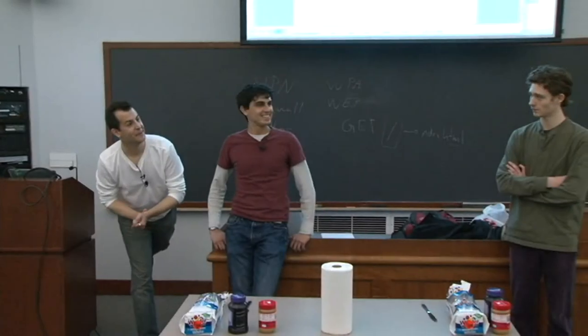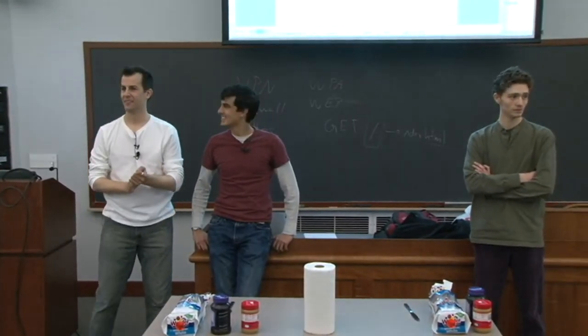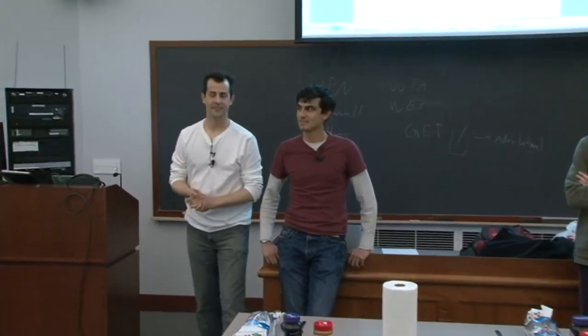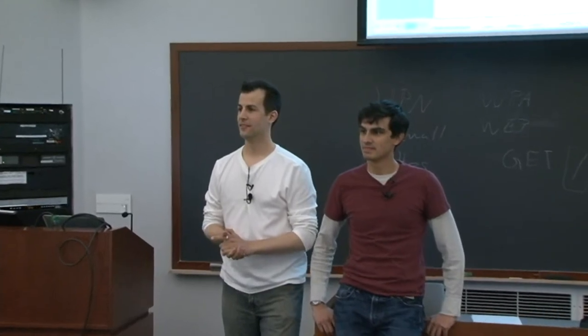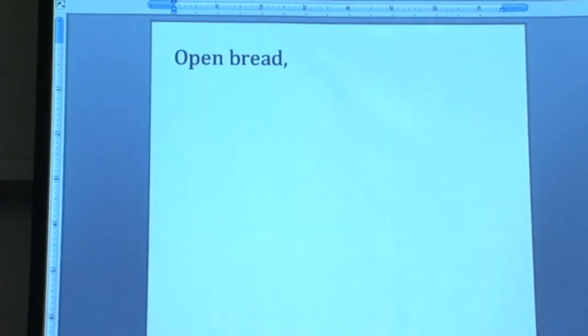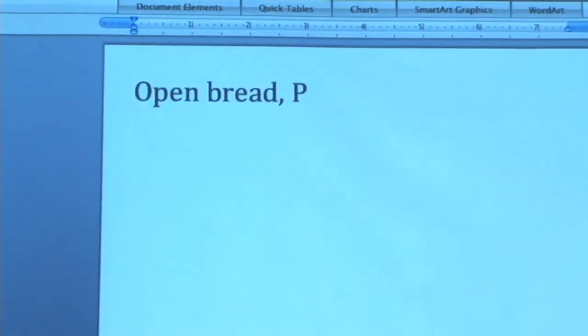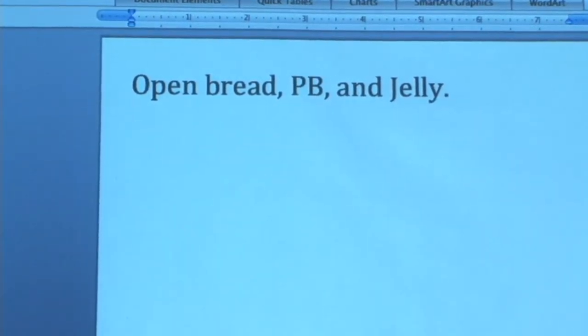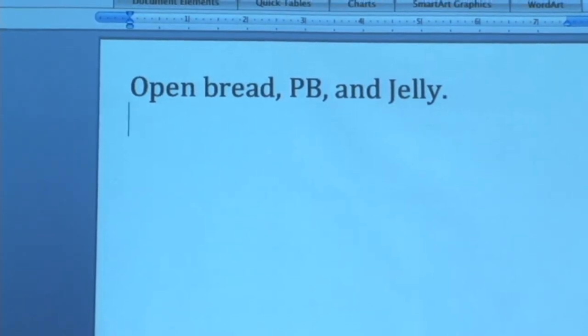All right, step one. Tell me what to type, and then they will execute. Wow, you're really taking big bites out of this problem quickly. So: open bread. Don't execute yet. Let's write down a few steps, and then we'll execute. Open bread, peanut butter, and jelly. Someone else, step two: hold knife. Hold knife, okay.